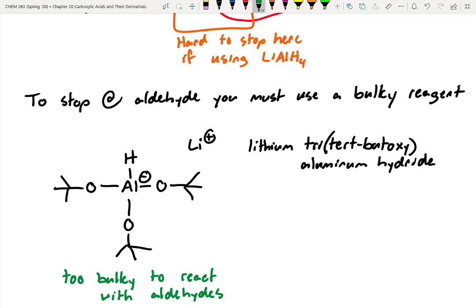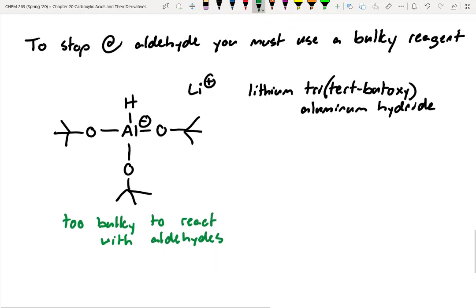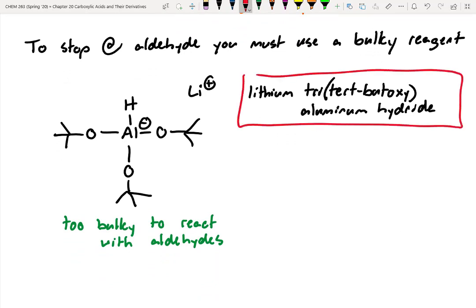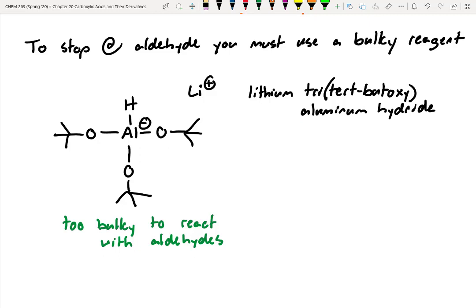However, it is reactive enough to still react with the acid chloride in the beginning. One thing I did want to note was that this name is an absolute mouthful, so it tends to get abbreviated a number of different ways.